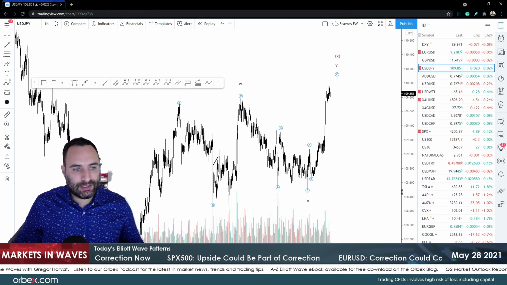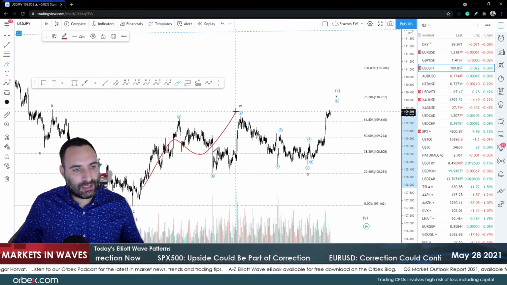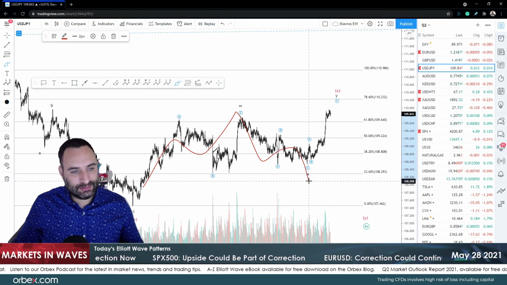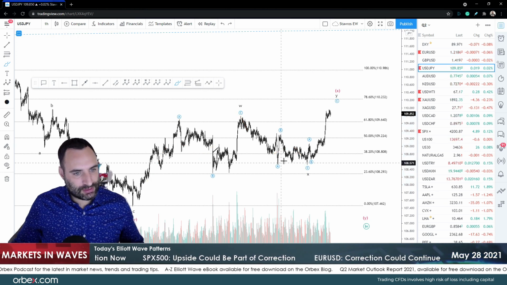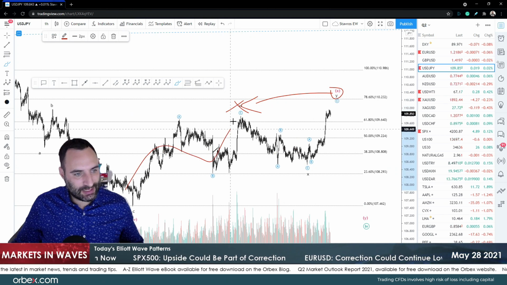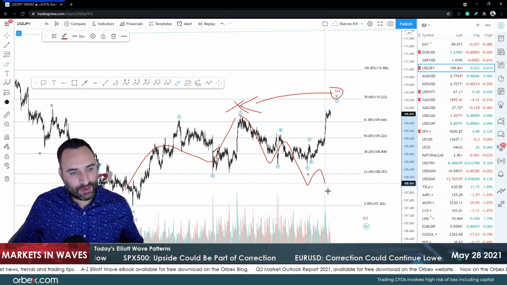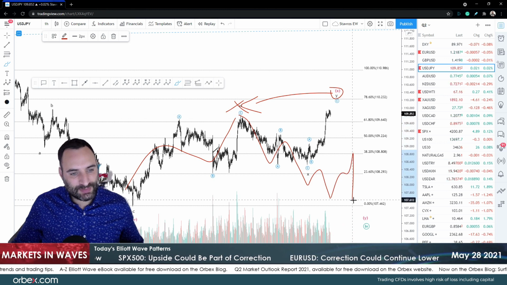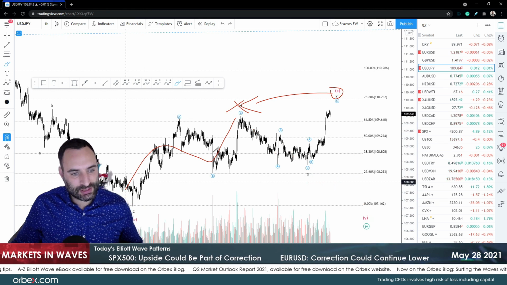Now on dollar yen, we're talking about this W, and we're expecting X. Hold on, no, that's W, X, and Y over here. We were expecting that to have ended over here. We're expecting ABC, and we're looking at 1, 2, 3, 4, 5 for A, and then we're expecting B, and 1, 2, 3, 4, 5 for C, so that we get that fresh low and finally finish this double zigzag.